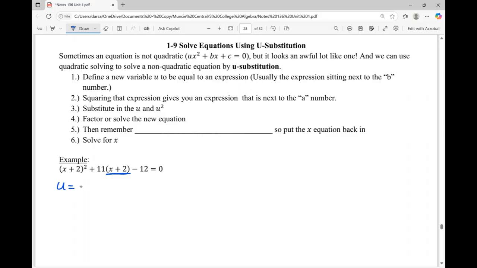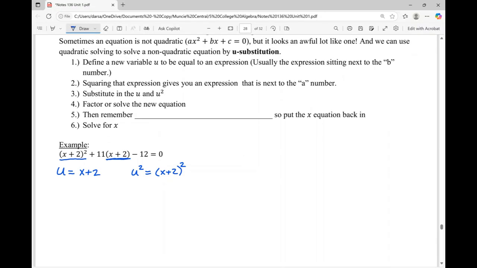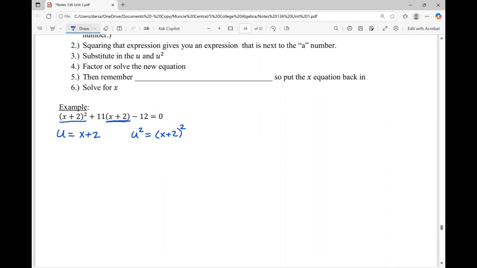So we're going to let u be x plus 2. And then we're going to just double check. If u is equal to x plus 2, what is u squared equal? So we'll set u equal to x plus 2 and we'll square both sides and see what u squared equals. Well, that's x plus 2 squared. Do you notice that we have an x plus 2 and an x plus 2 squared in our original question? So what we're going to do is replace the x plus 2 and the x plus 2 squared with the letter u.